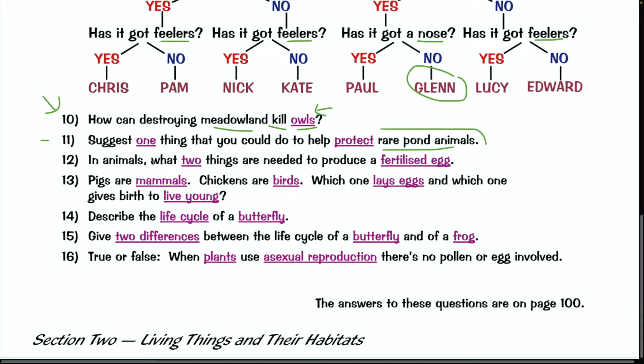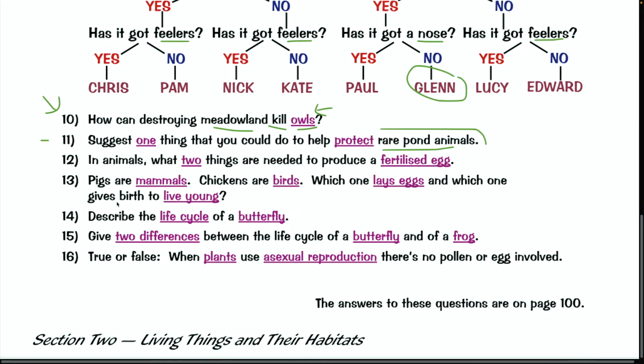And 12. In animals, what two things are needed to produce a fertilized egg? Okay, so again, when we talk about animals, we need two things, yeah? It's necessary two things to fertilize an egg. So what is that? What are these two things? Answer me that, okay? Teacher, I don't remember. Go back to the book. So this is what you have to do. And 13.